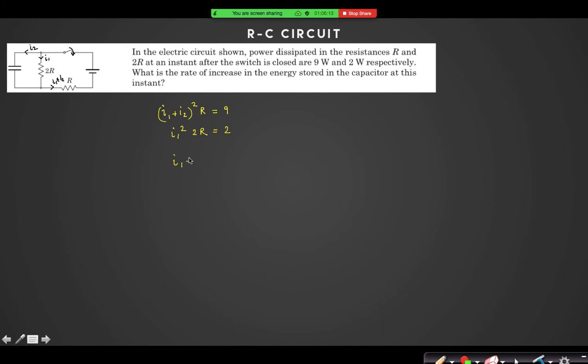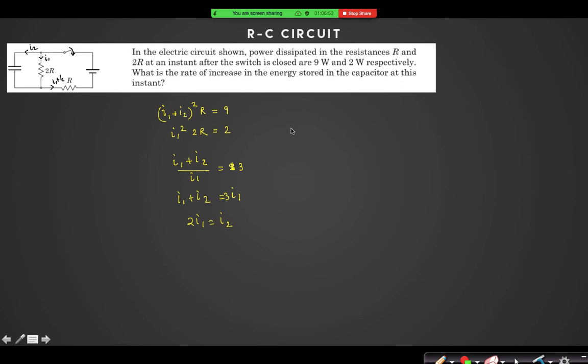I can say I1 plus I2 divided by I1 is equal to 3, if I take a ratio of that. Root 9 is 3. So I can say that 2I1 is equal to I2. Right? So I2 is equal to 2I1, that I can find. I2 is equal to 2I1. Okay. I have to find what is the rate of increase in energy stored in capacitor at this instant.